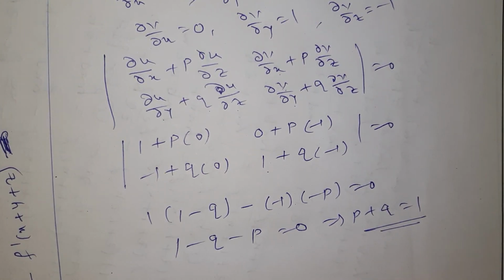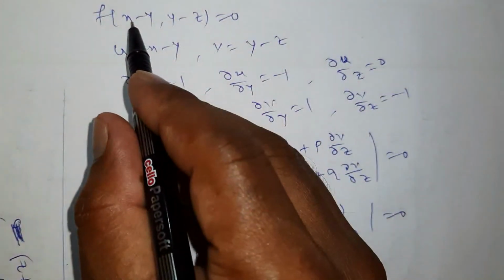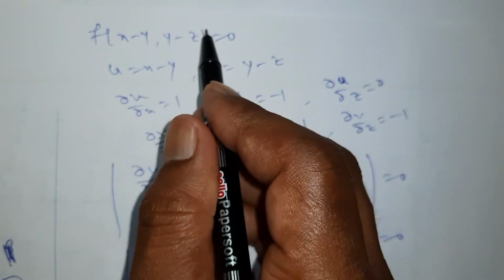So in this way we can solve some more examples. In our next session we will take some more examples. For practice purpose, if you want, you can just change the values here, make different values like x square, y square and y square, z square, and equal to 0, and solve the problem.